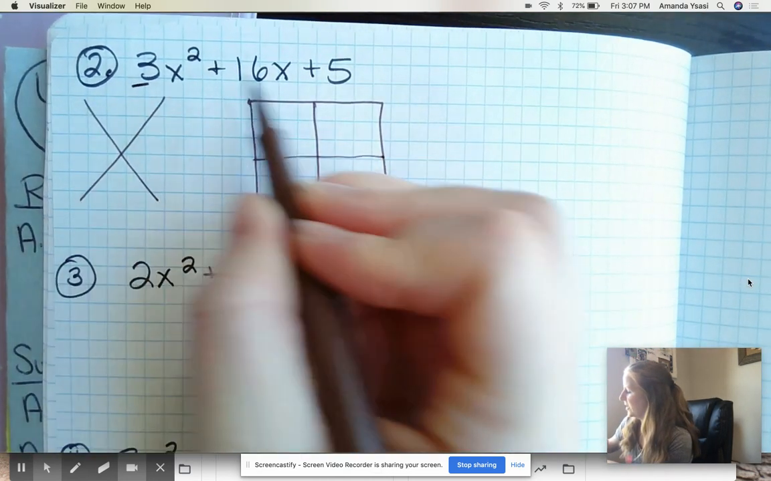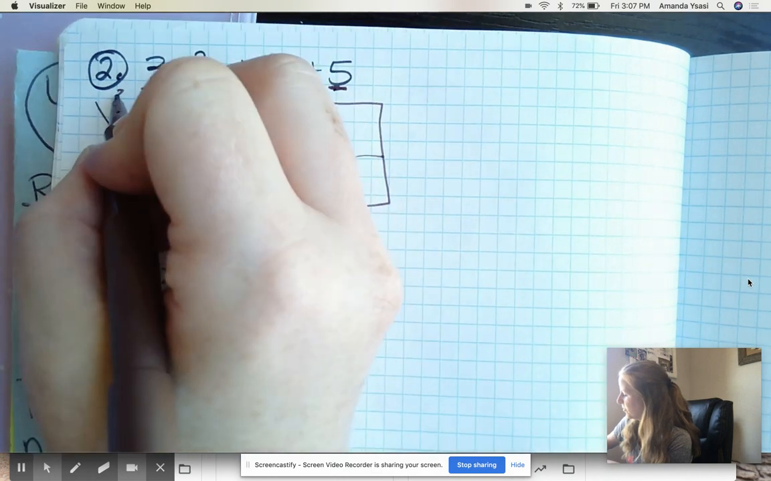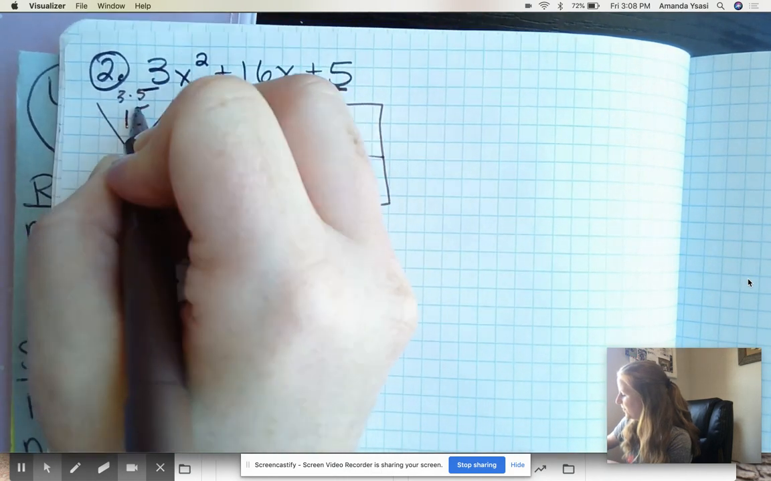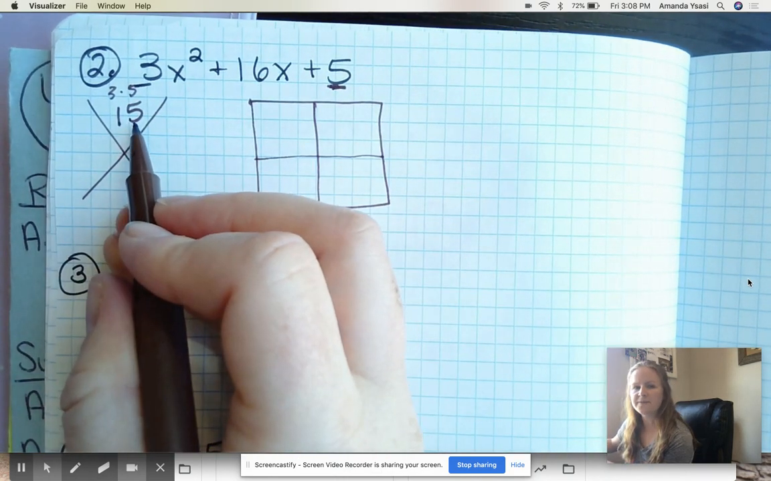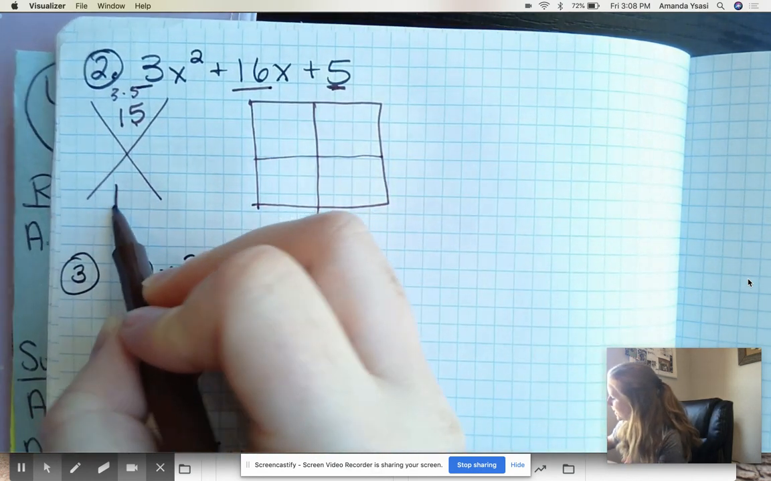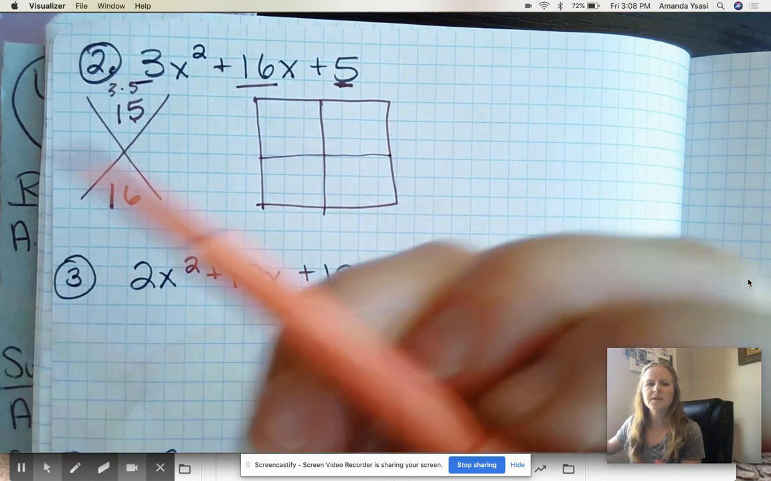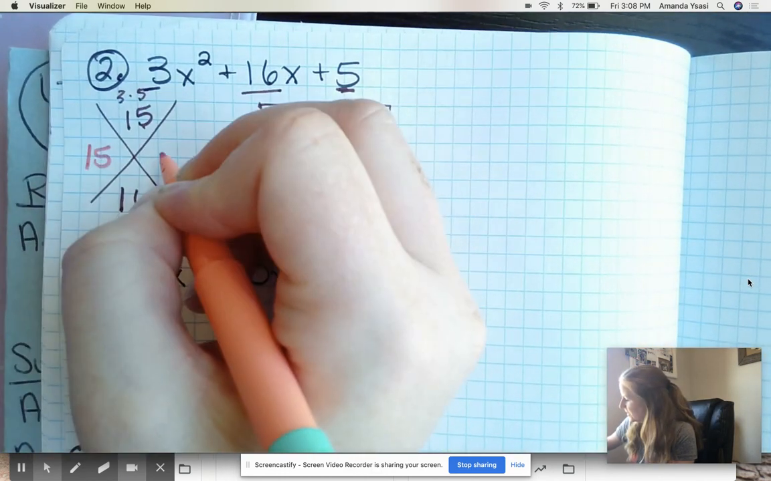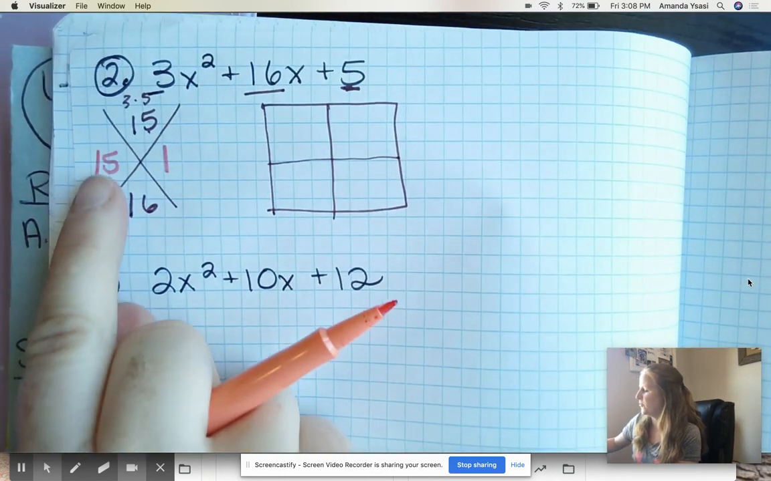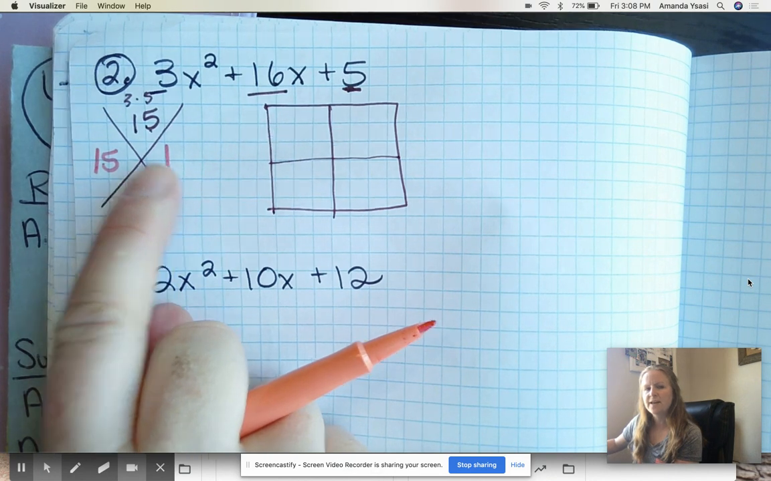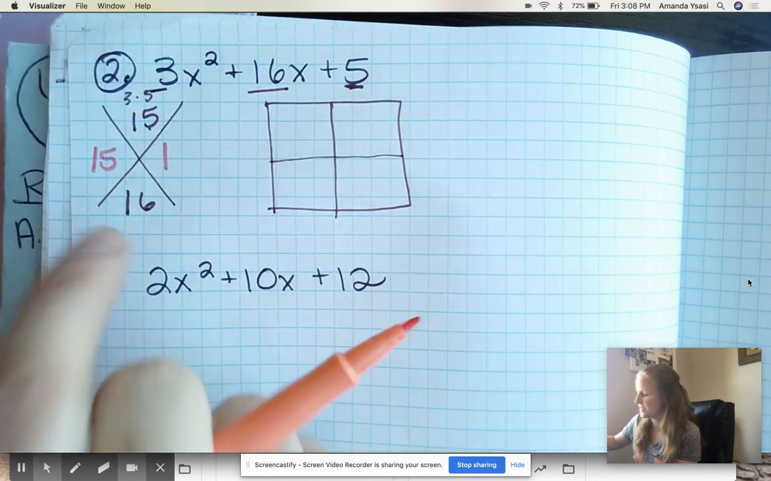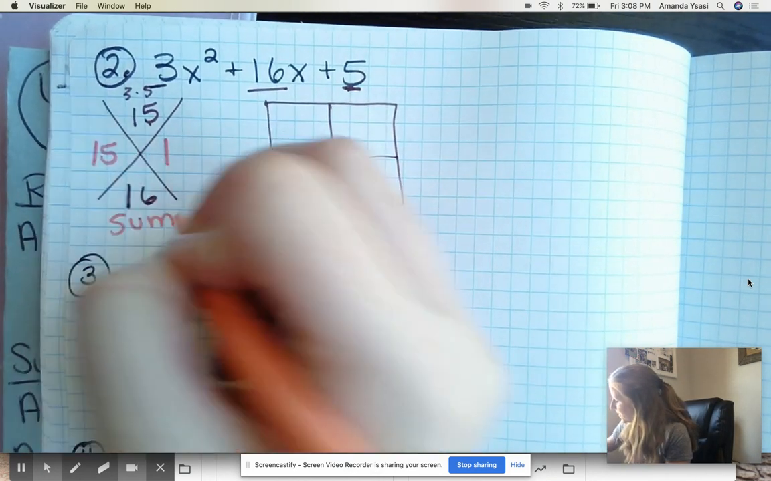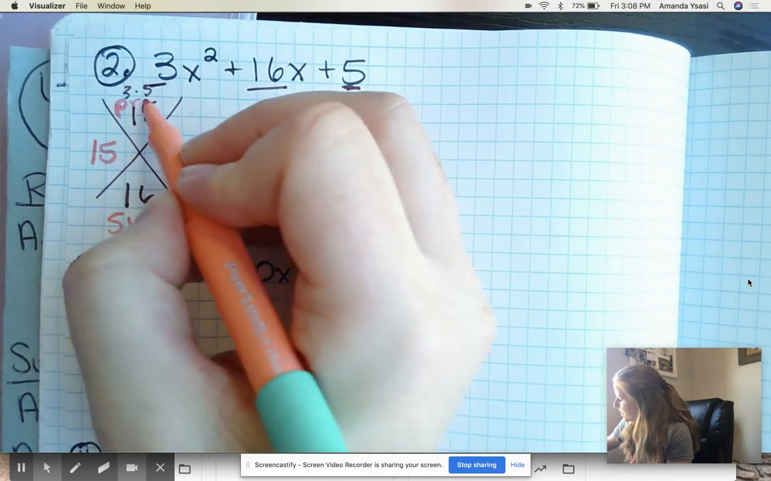Okay, so it's 3 times 5 on top. So 3 times 5 is 15. So we're looking for a product of 15 that gives us a sum of 16. Okay, and that would come from 15 times 1. Because if I do 15 times 1, that gets 15. If I do 15 plus 1, that gets 16. Because remember, this is the sum, and this is your product.